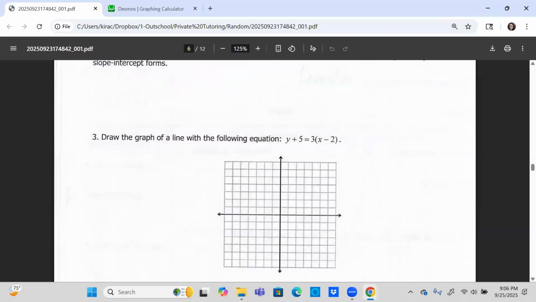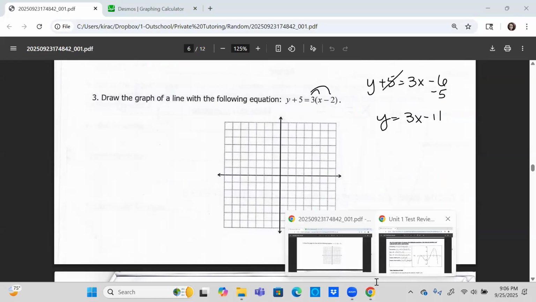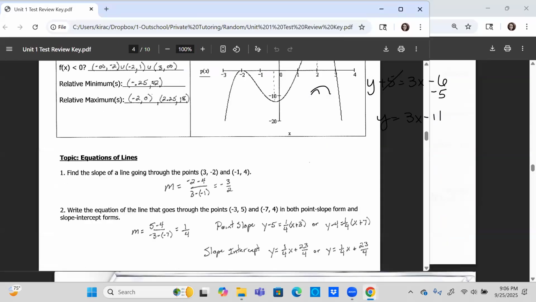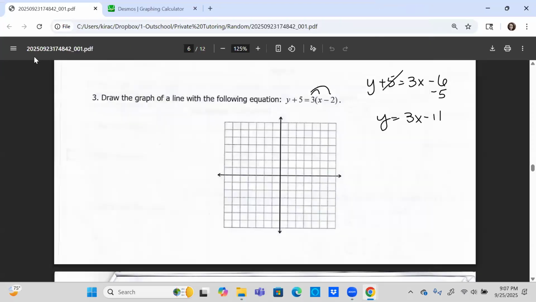Draw a graph of the line with the following equation. Okay. y plus 5 equals 3x minus 6. Let's minus 5. Oof, did I mess up? Because I'm getting y equals 3x minus 11, but we're not even going to go down 11 on there if we don't have room. Let me see, did I mess up? No, it's fine. Just teacher messed up, whoever made this.